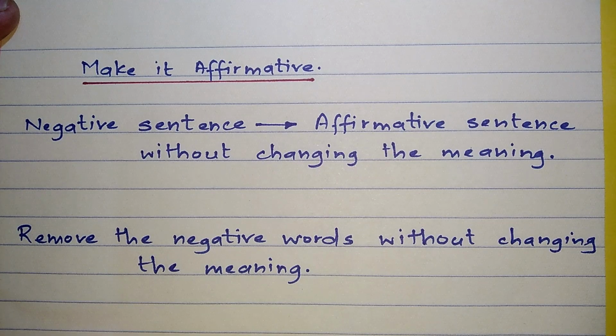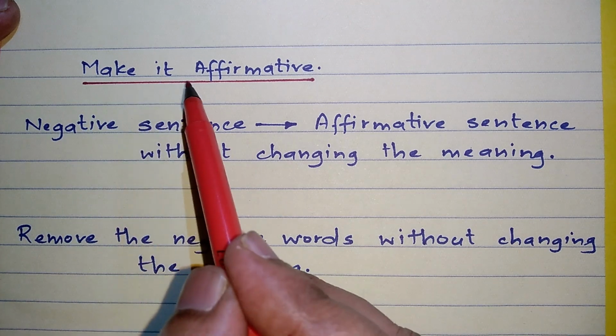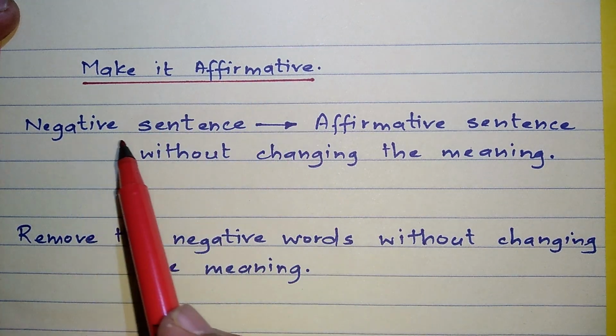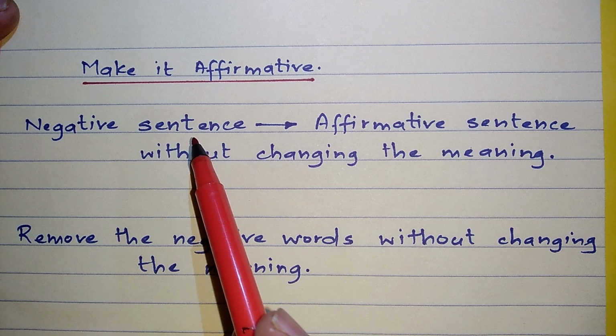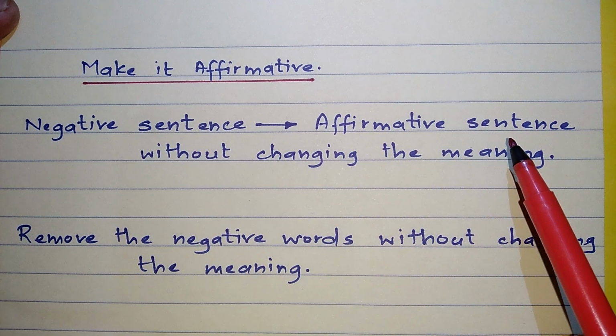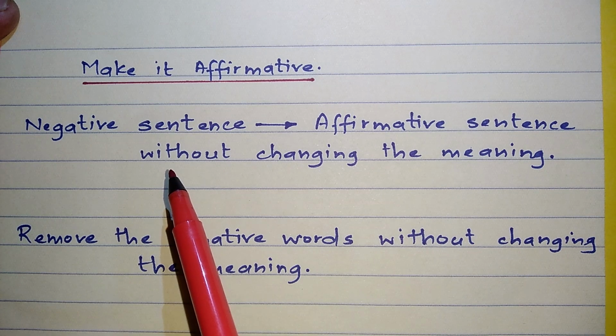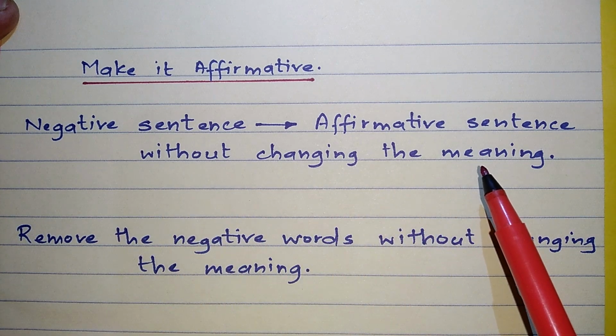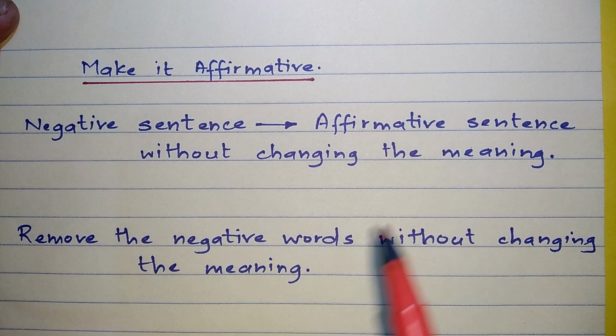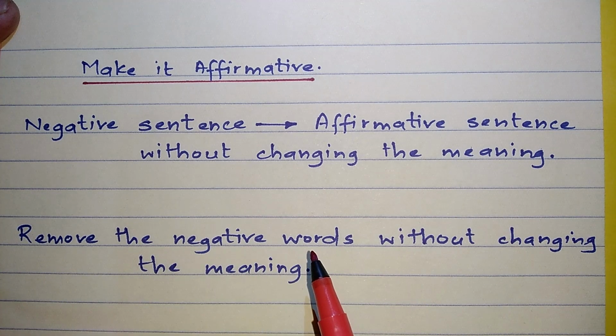Now, we come to our main topic. When we say make it affirmative, we are converting a negative sentence into an affirmative sentence. But we are doing it without changing the meaning. In other words, we are removing the negative word without changing the meaning. So, when a negative sentence is given to us, we have to remove the negative word out of it, but without changing the meaning of the sentence.